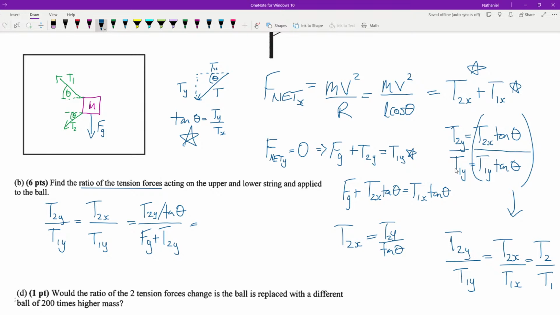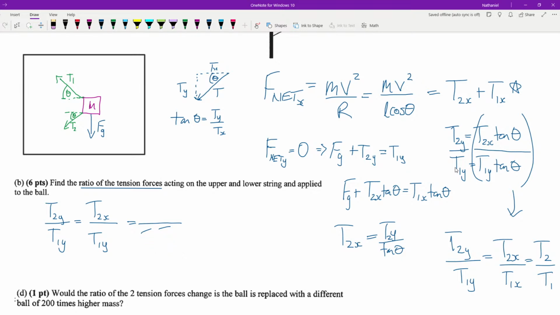Wait a second, can we? Oh yeah. Okay, yeah. So actually, we might be better off doing it this way. So let's instead, we already used this equation, so let's instead use this equation. We're going to rearrange for T1x.